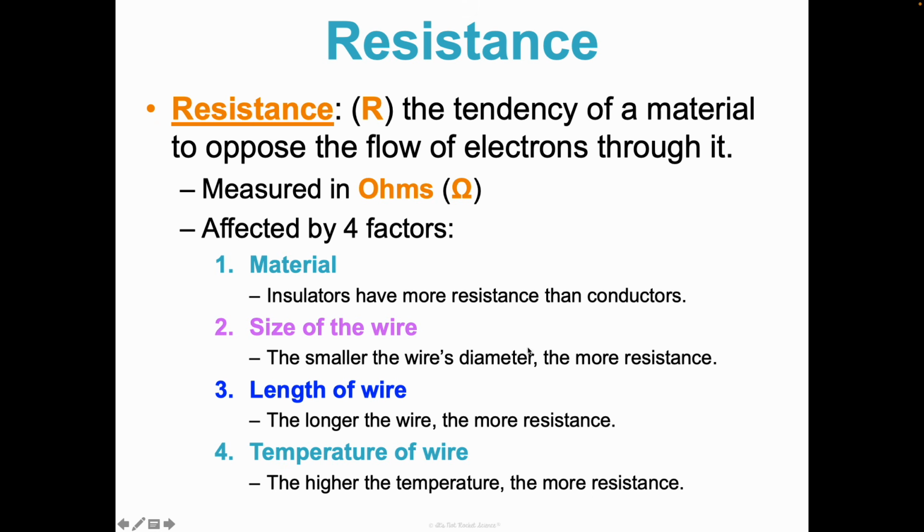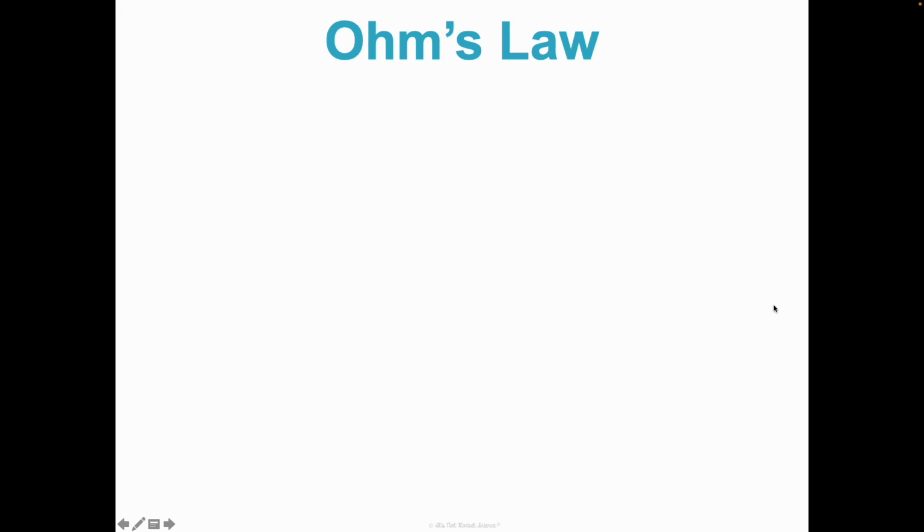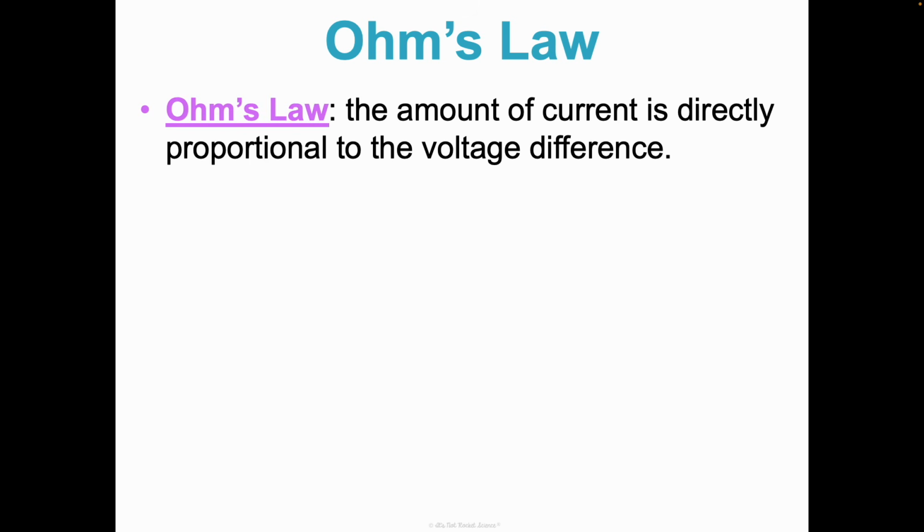So I've introduced you to V, voltage difference. I've introduced you to I, current, and R, resistance. So most likely you've predicted we've got a little equation here that we need to know, and that's Ohm's law. Ohm's law just kind of summarizes the relationship between these three things. It tells us that the amount of current is directly proportional to the voltage difference, okay?